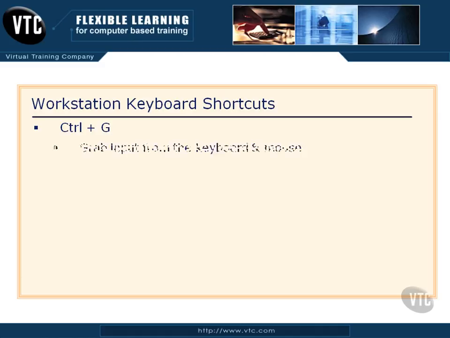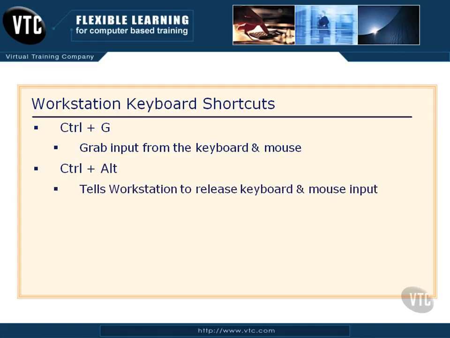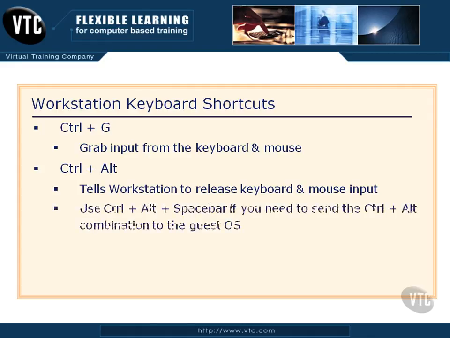First of all, Control-G will take you from anywhere you are in the host and put the keyboard and the mouse input into the highlighted virtual machine. That's a neat one. Control-Alt does just the opposite. It tells Workstation to release the keyboard and mouse input and give it back to the host system. You can use Control-Alt plus Spacebar if you need to send the Control-Alt combination to the guest OS, and so that's a workaround for that.